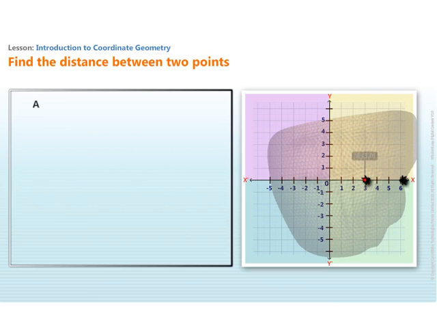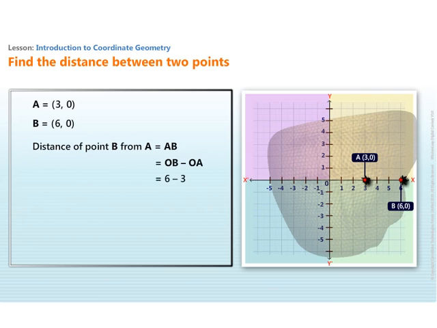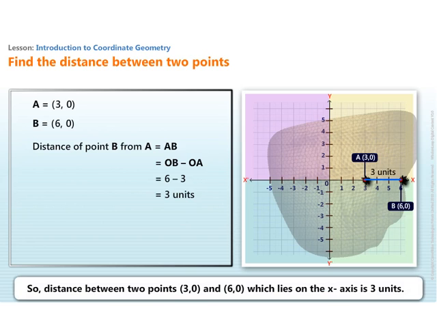So, the coordinates of point A are 3, 0 and B are 6, 0, which are plotted on the coordinate system. We observe that the 2 points lie on the x-axis. Then, the distance of point B from A is equal to the difference of the lengths of OA and OB, which is equal to AB. Substituting the known values and simplifying, we get the distance between the 2 points equal to 3 units. So, the distance between the 2 points 3, 0 and 6, 0, which lie on the x-axis, is 3 units.